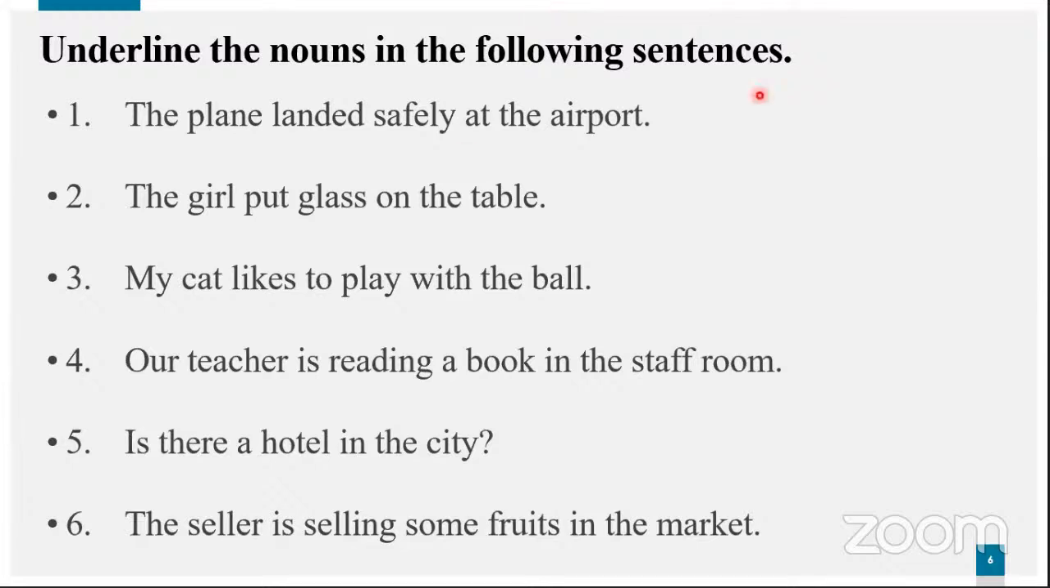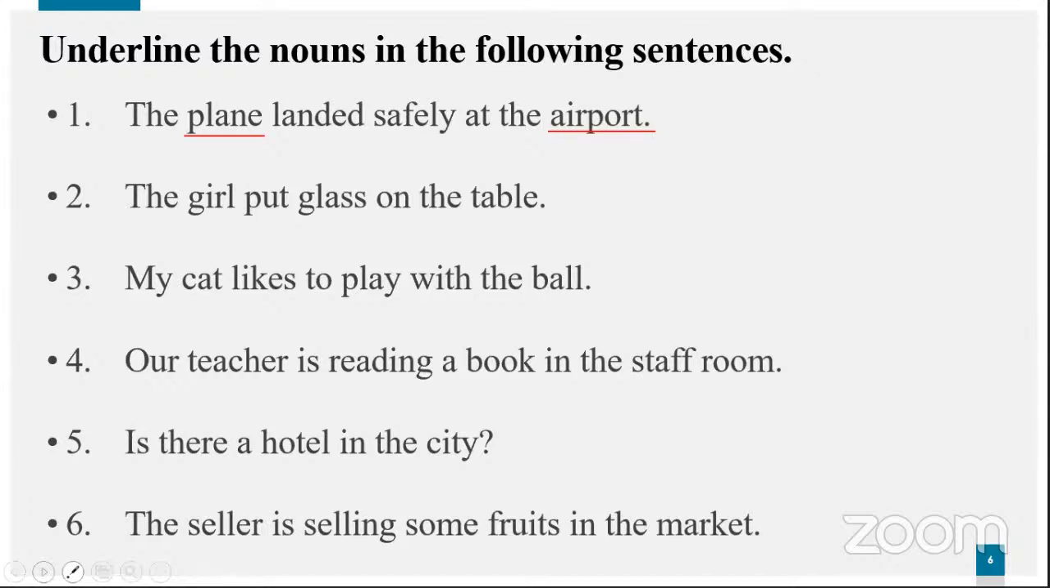Right, okay. Now look at the first sentence. The plane landed safely at the airport. So here we can identify two nouns. The first one is plane. We know it's a thing, it's a noun. And the second one is airport. It's a place. There are two nouns in the first sentence, the plane and the airport.